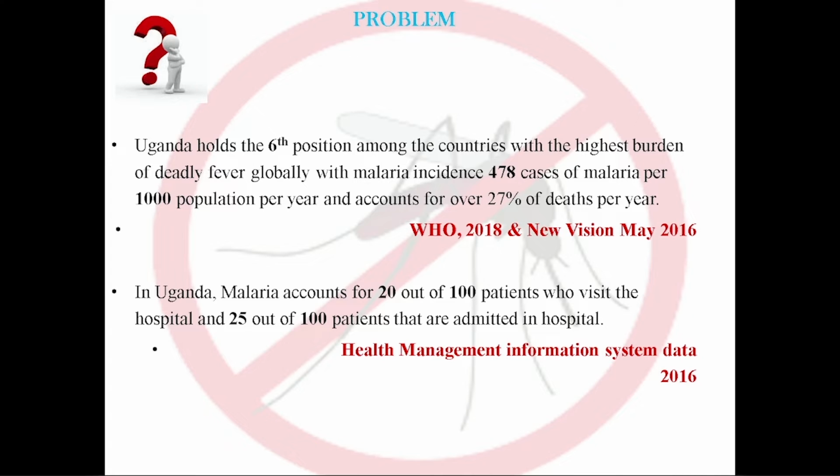maybe lack of enough preventive measures. In Uganda, malaria accounts for 20 out of 100 patients bedridden in hospitals. That gives us a percentage of 25% of the people in hospitals and also 27% of the whole population of our country.